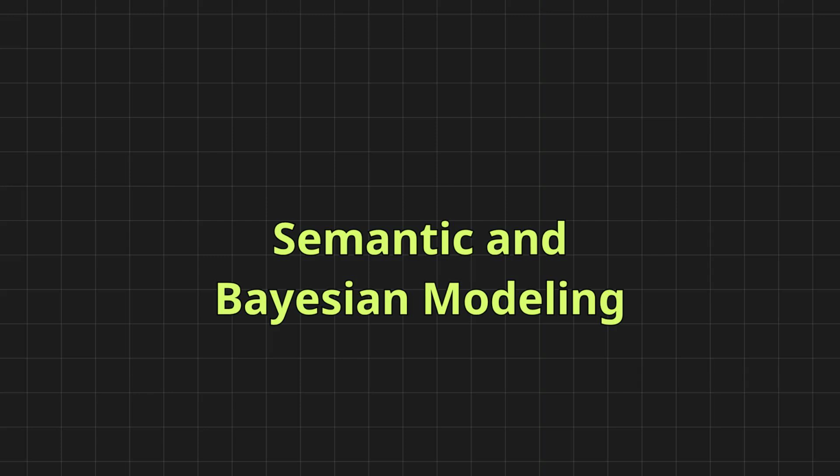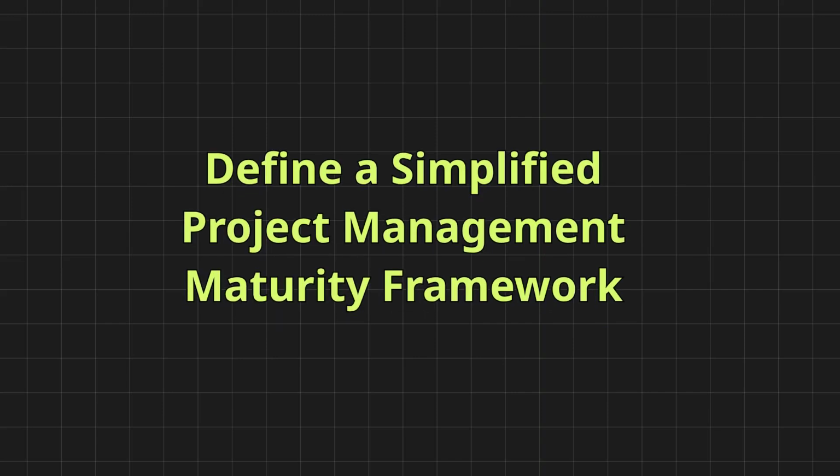It's essential to differentiate between two modeling layers: semantic modeling and Bayesian causal modeling. Semantic modeling refers to the conceptual representation of project management maturity, while Bayesian modeling encompasses the systematic steps required to construct a causal Bayesian network structure. The methodology follows a 7-step process, starting with the definition of a streamlined framework for evaluating project management maturity. Step 1 involves defining a simplified project management maturity framework.